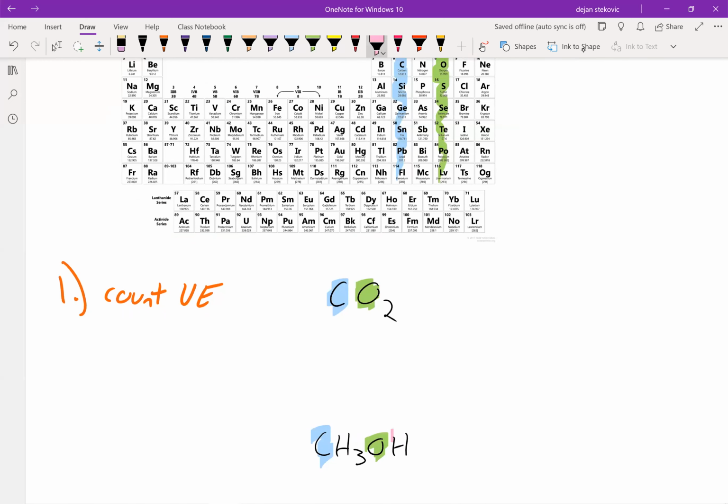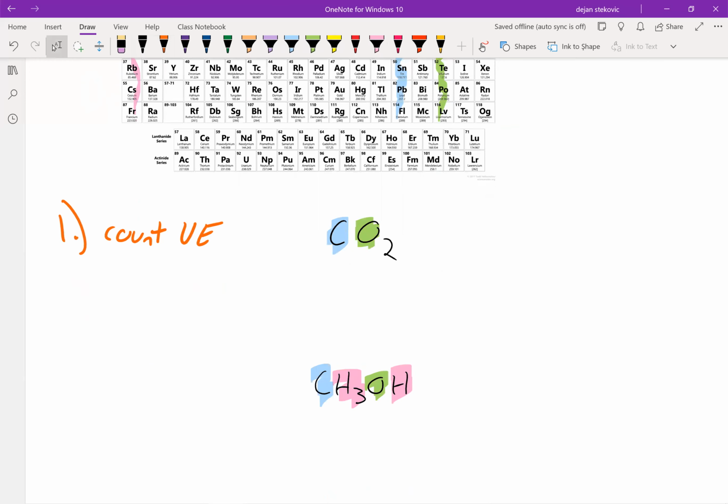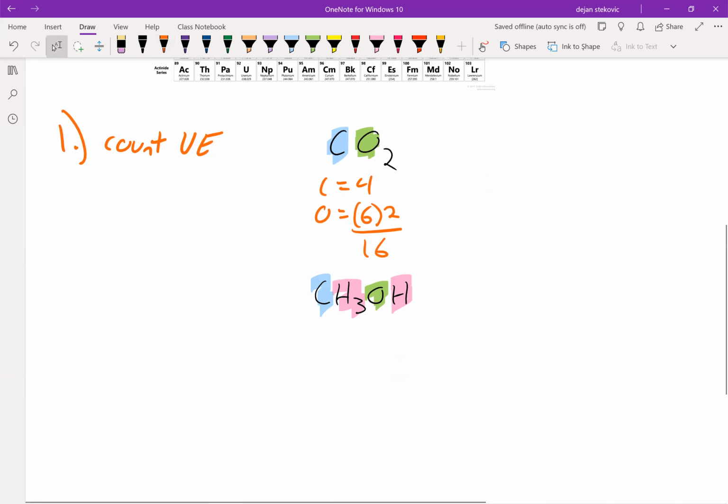And hydrogen is in group 1, so it's going to have 1 valence electron. You need to be really comfortable with seeing how many valence electrons each element has, depending on the periodic table. That's a skill that we've practiced, and now we're going to put it into place. We're going to add up our valence electrons. Carbon has 4, oxygen has 6, but there are 2 oxygens, so we have to multiply that 6 by 2. We sum that all up, and we get 16 valence electrons.